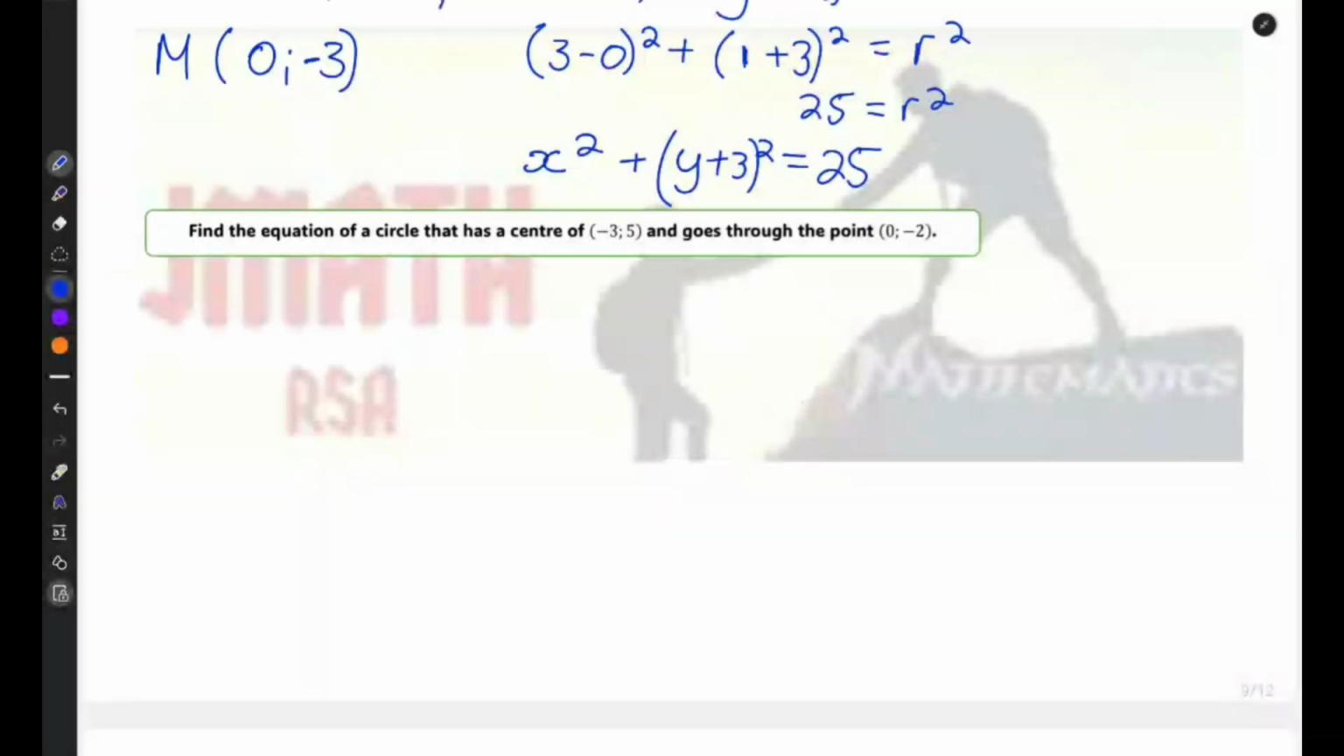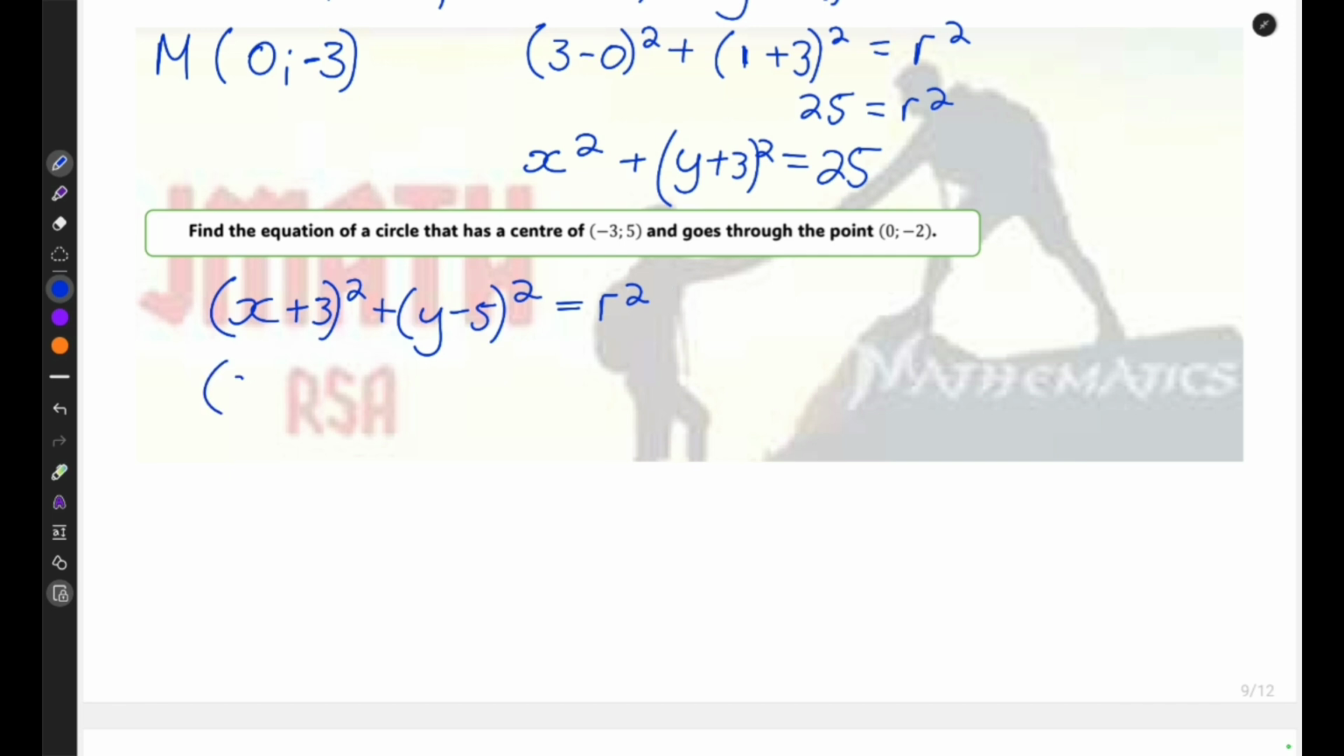Then the last question, find the equation of a circle that has a center of (−3, 5) and goes through the point (0, −2). So I can immediately sub in a and b, so that would just be (x − (−3))² + (y − 5)² equals r squared. And now I don't know the radius, but if I sub it into x and y, I can then find out what the radius would be.